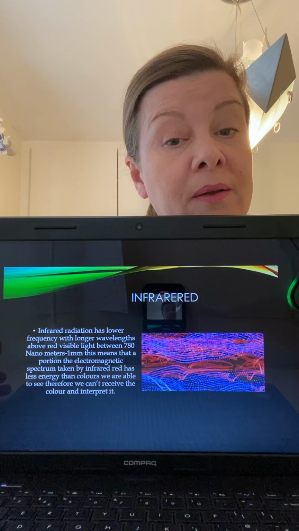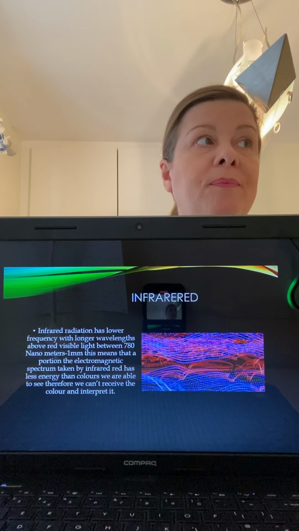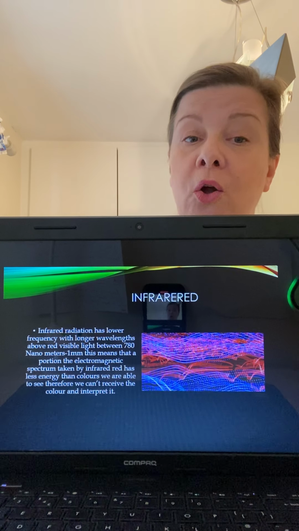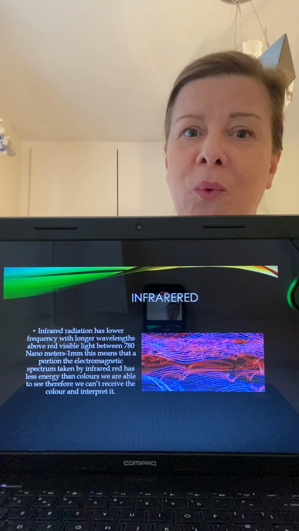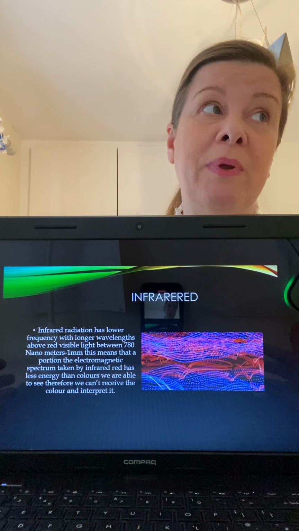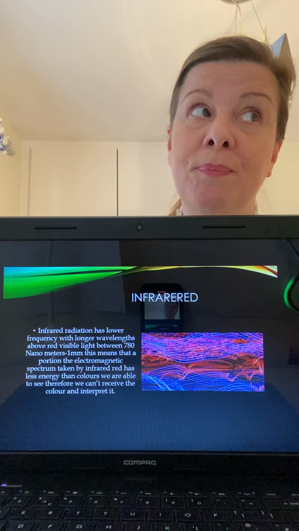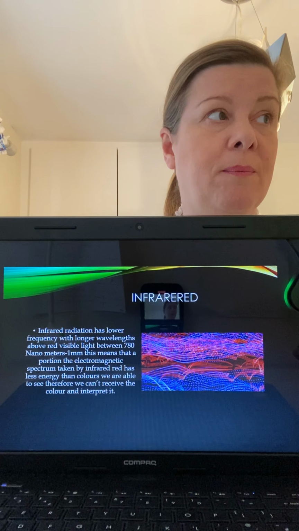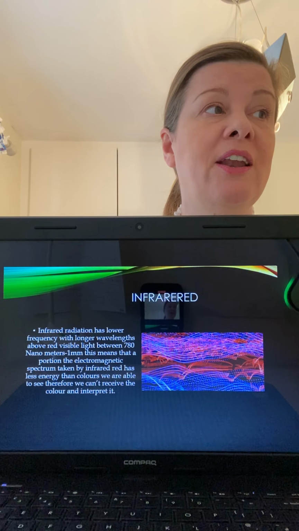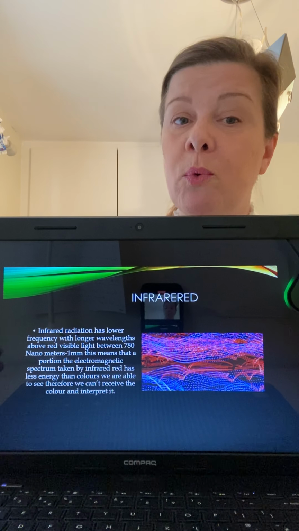We're moving on to infrared. Infrared has a lower frequency with a longer wavelength. We're talking 780 nanometers to 1 millimeter within the electromagnetic spectrum. Infrared can be identified as heat radiation energy. We cannot see it, but we can feel it.